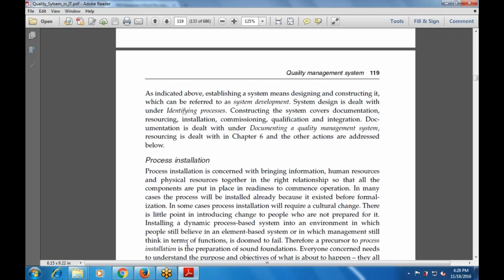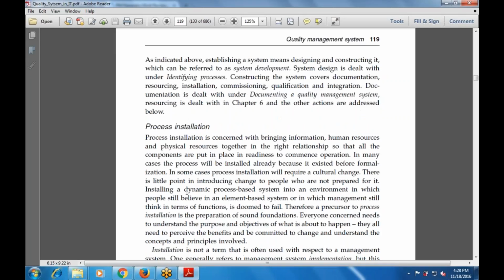Now, next one is the process installation that is used, how the systems are established, how the data will be established to make the system, to make the scenario-based system that is used with the process installation that is not prepared. Therefore, a process installation is a preparation of the sound foundation that is concerned with the data, that is concerned with the purpose and the objective of what is to happen. They all need to perceive the benefits and be committed to change and understand the concepts and the principle involved. Whatsoever the principle, whatsoever the data that is involved over here.